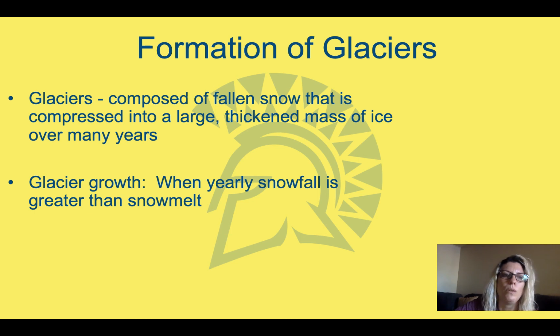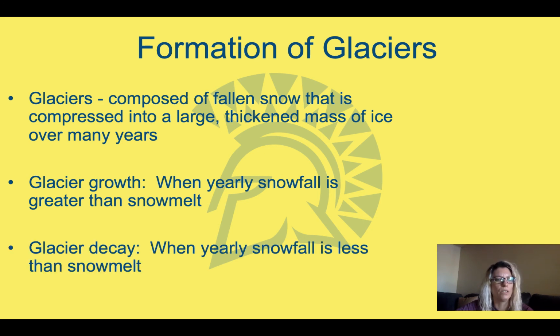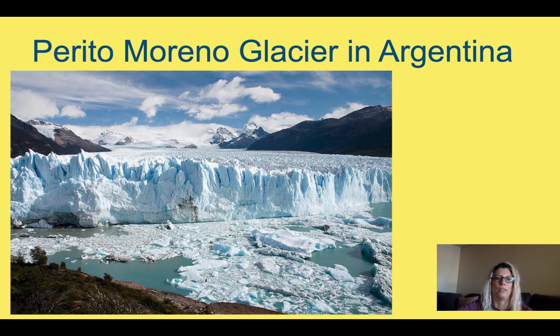Okay, so the next thing we go over is going to be glaciers. We're going to go over the formation of glaciers here. So glaciers are composed of fallen snow that is compressed into large, thick, and massive ice over many, many years. There's going to be growth when the yearly snowfall is greater than snow melt, and there's going to be glacier decay when the yearly snowfall is less than the snow melt. This is what a glacier looks like right here. This is where we get some of that proxy data.